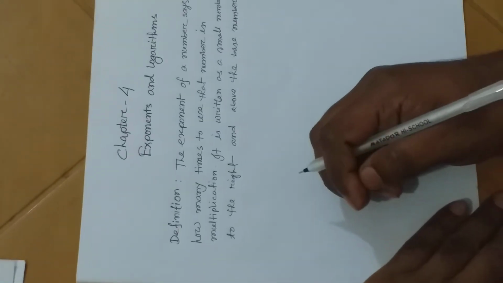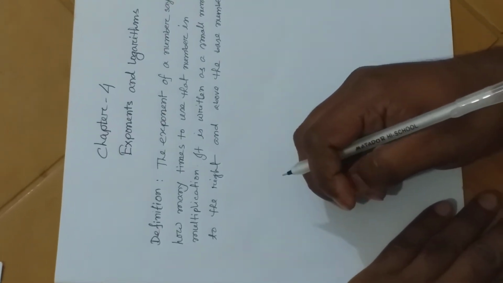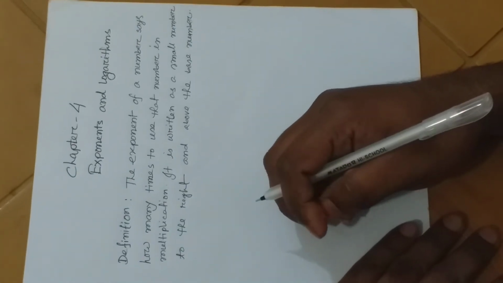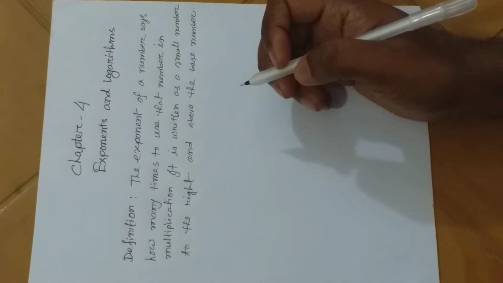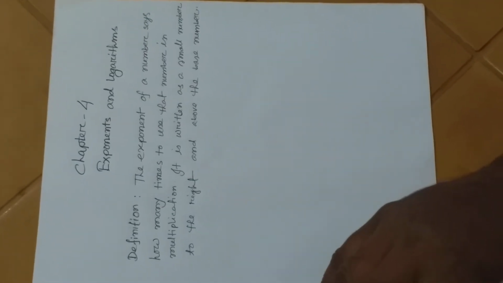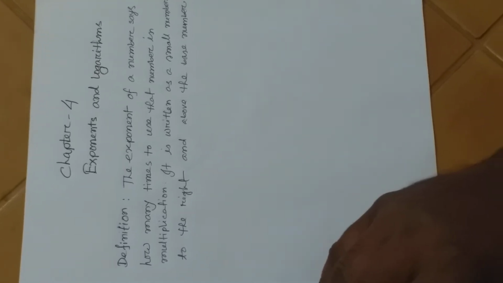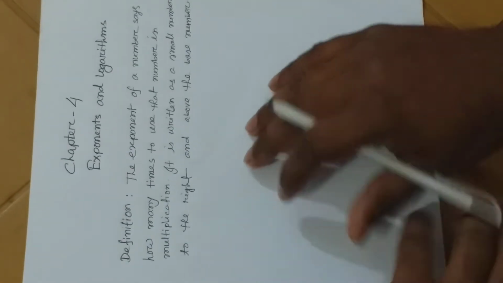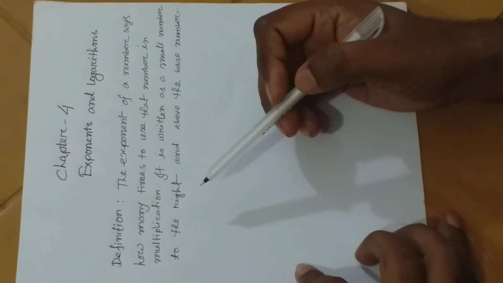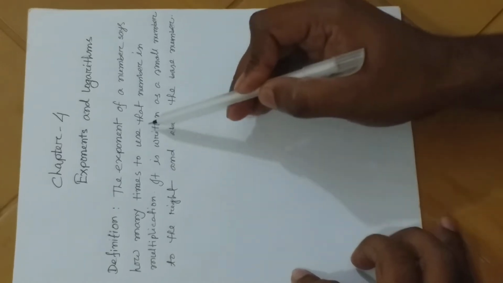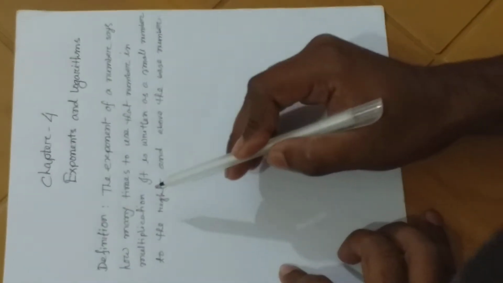Today I will discuss with you chapter 4. Chapter 4 is related to exponents and logarithms, and it is important for your public examination or school examinations. Do you know what is the definition of exponents? An exponent of a number says how many times to use that number in multiplication.